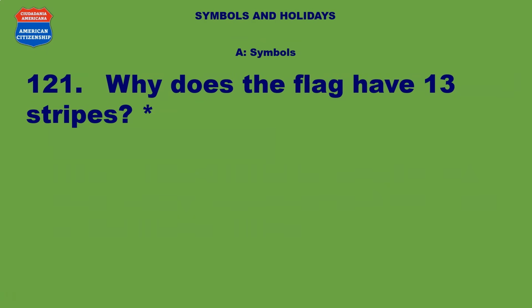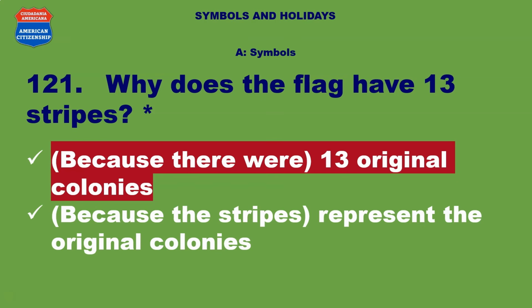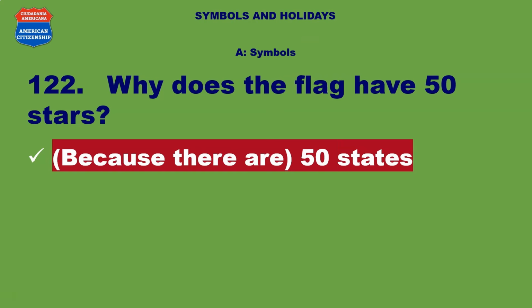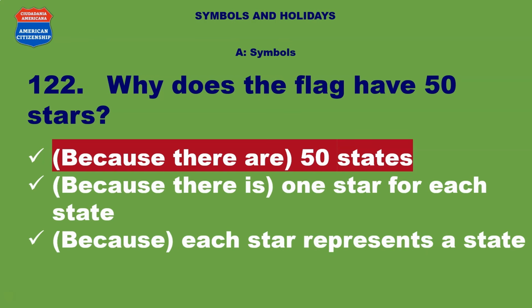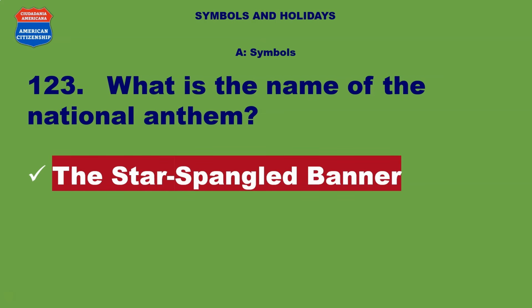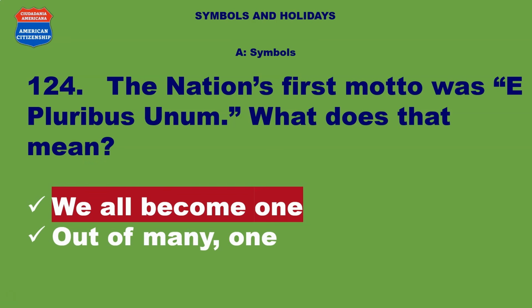Why does the flag have 13 stripes? Because there were 13 original colonies. Why does the flag have 50 stars? Because there are 50 states. What is the name of the national anthem? The Star-Spangled Banner. The nation's first motto was E Pluribus Unum. What does that mean? We all become one.